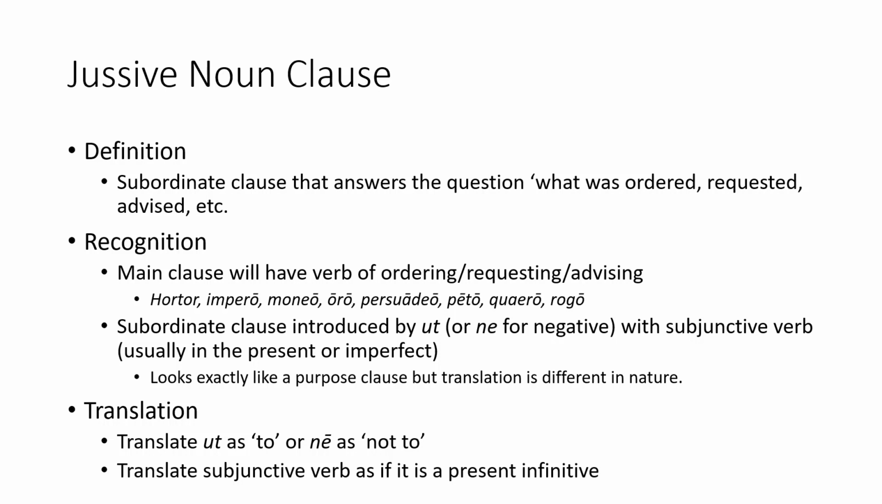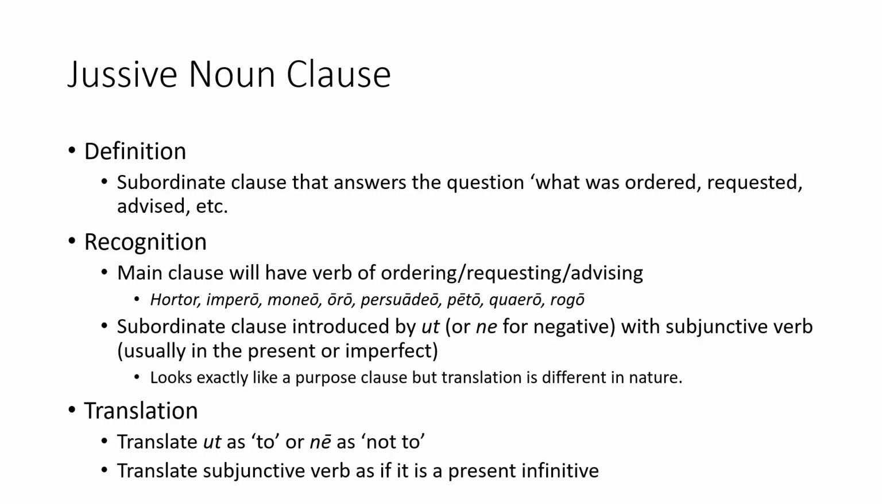Adjective noun clauses are subordinate clauses that answer the question, what was ordered, requested, or advised. It is called a noun clause because the whole clause is replacing the noun that would be the direct object of the verb. It is kind of hard to recognize because it looks almost exactly like a purpose clause. It is a subordinate clause introduced by ut, or ne if the clause is negative, and has a subjunctive verb. The subjunctive verb is usually in the present or imperfect tense.